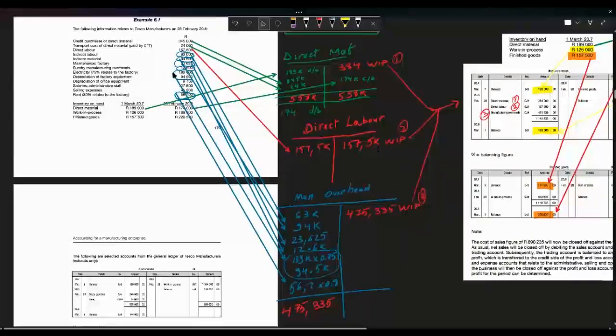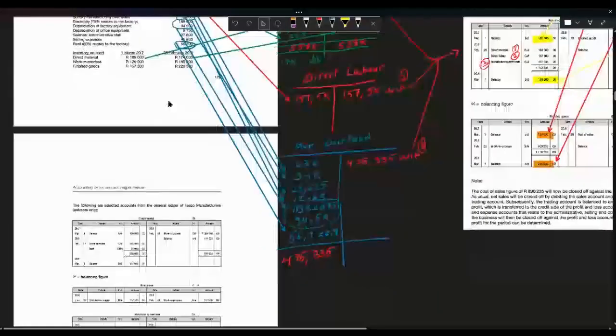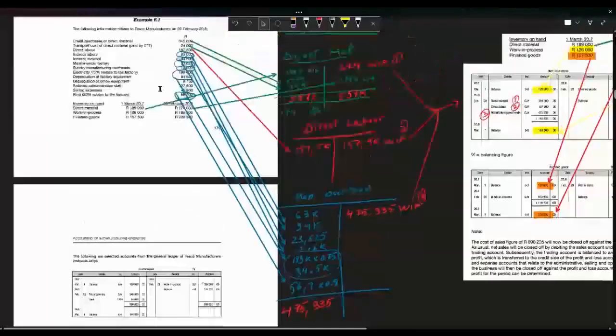Like I said, this is a total, right? You can see on the other side, there is the same amount that will be allocated to the work in process. And the last account that constitutes part of our input is the manufacturing overhead. And as you can see here, manufacturing overhead includes things like indirect labor, indirect material, maintenance factory, sundry, and all that.